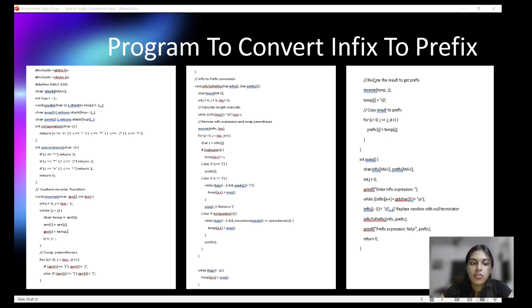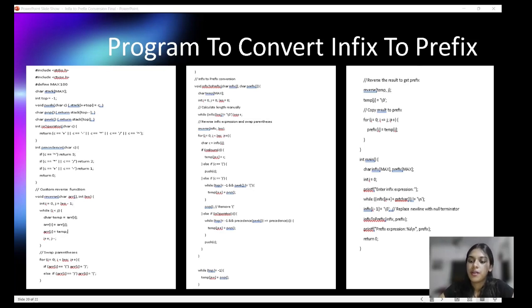The while loop is used to pop the remaining operators from the stack. Then we reverse the postfix result to get prefix and null terminate the string manually. Then we copy the results into the prefix array. Now in int main, we declare arrays for the user, and then we read the characters using getchar until enter is pressed. Then we replace the newline with a null character to terminate the string. Then after that, we convert and print our expression to get our output.